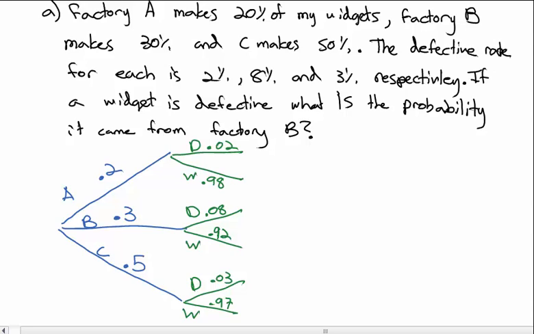So 0.2 times 0.02 is 0.004. 0.2 times 0.98 is 0.196. 0.3 times 0.08 is 0.024. 0.3 times 0.92 is 0.276. 0.5 times 0.03 is 0.015, and 0.5 times 0.97 is 0.485. And if we add up all those orange numbers, we'll find out that all adds to 1 also.